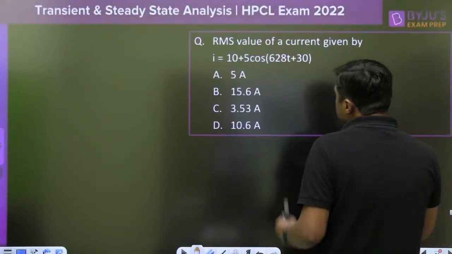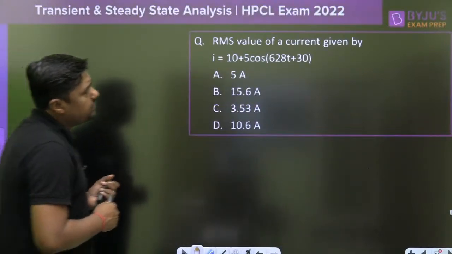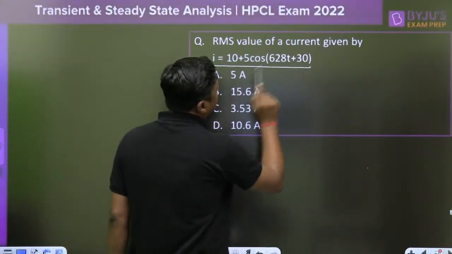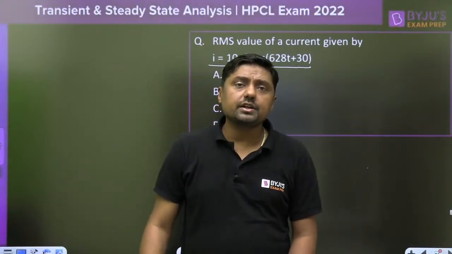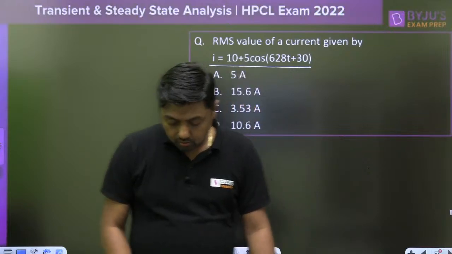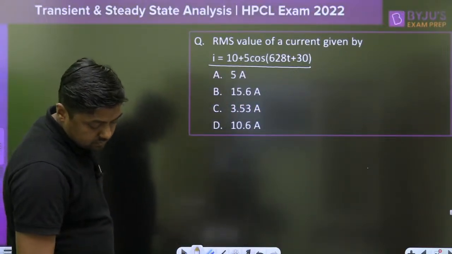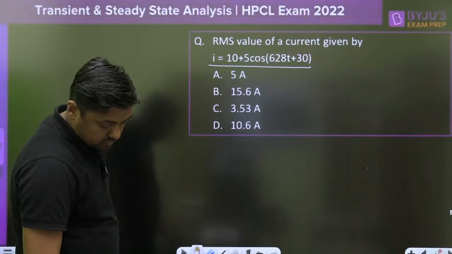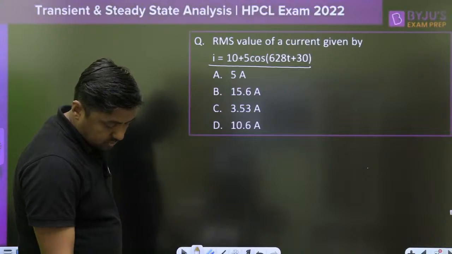Okay. Under steady state analysis, everyone tell me what will be the RMS value. It is a very simple question. If it is given, find the RMS value of the current. For any type of question under steady state, they may ask what is the RMS value of the current. What is the RMS value of the current?